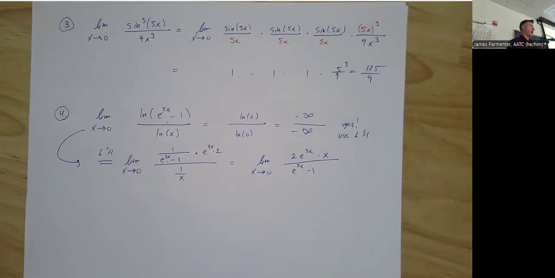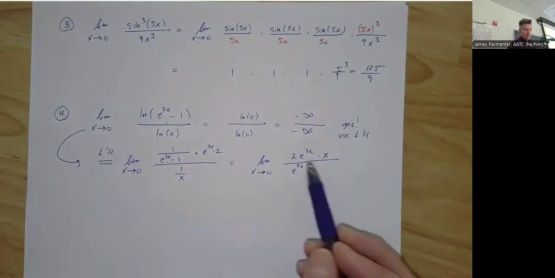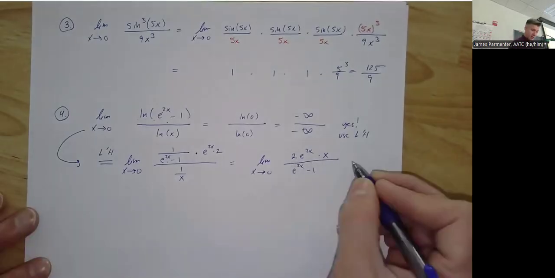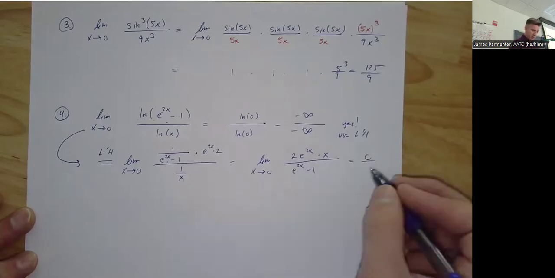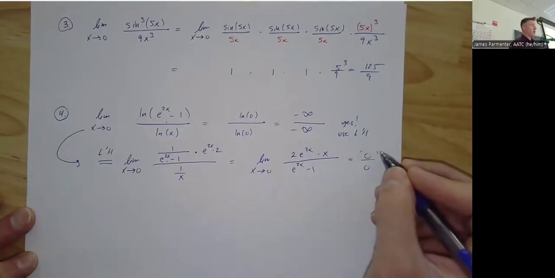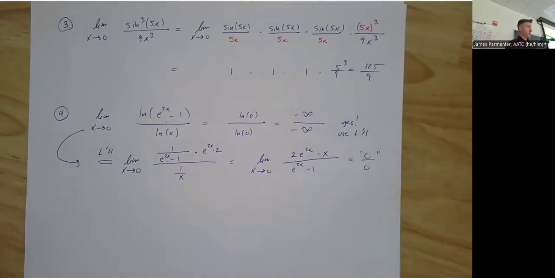And now let's ask ourselves what happens when we plug in 0. On top, we're going to get 2e to the 0 times 0, so that's going to be a 0 on top. On the bottom, e to the 0 minus 1 is 1 minus 1, which is 0. So we still have a form where we can use L'Hopital's rule. So we keep using it until we can't use it anymore.